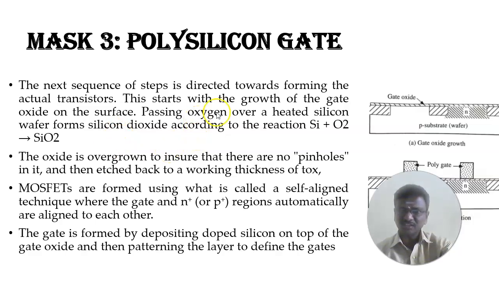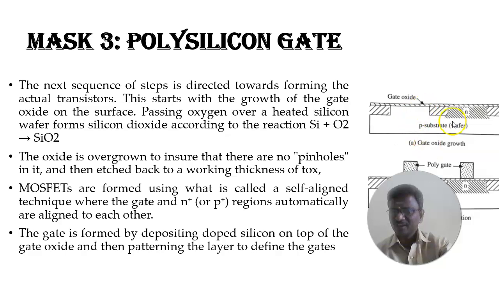It actually starts with the growth of the gate oxide surface. Above the field oxide regions we are performing the gate oxide. The silicon dioxide layer will be created above this. This is actually called the isolation layer. Here MOSFETs are formed using a self-aligned technique, where the gate and N plus and P plus regions are automatically aligned to each other.